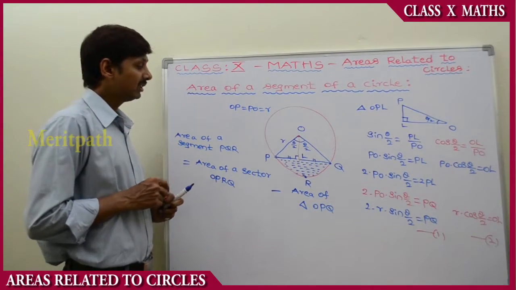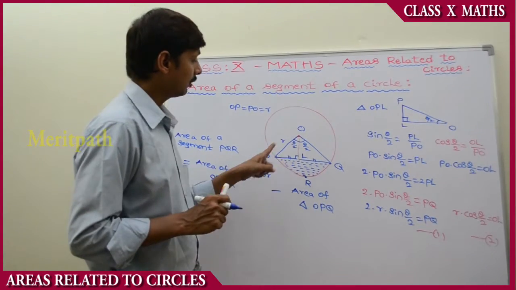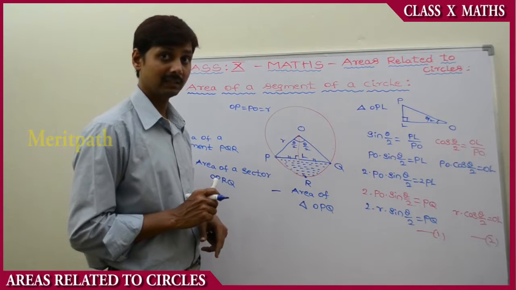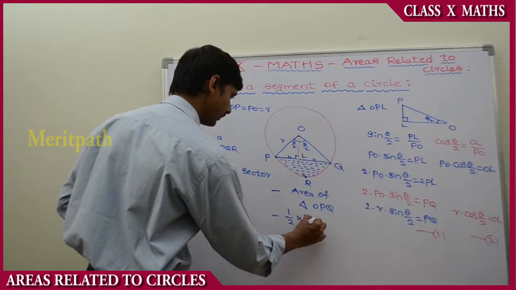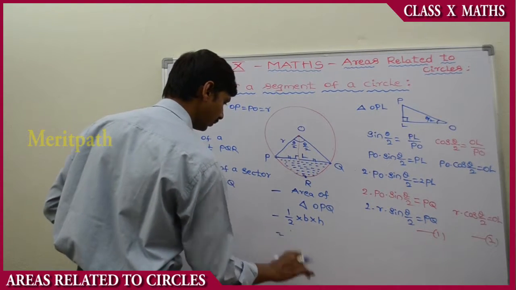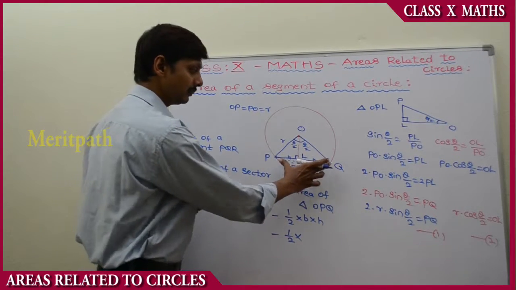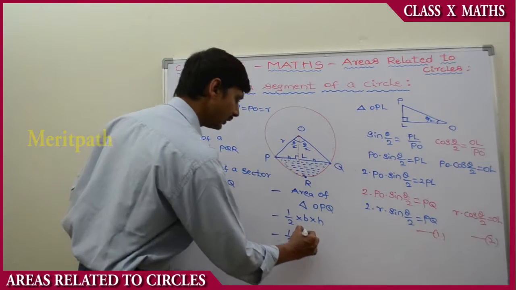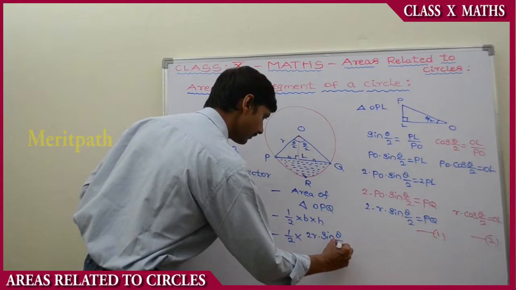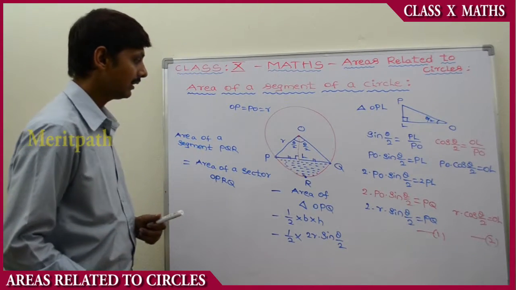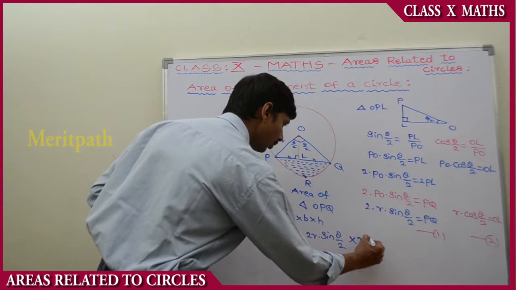From the first and second equations we find the area of triangle OPQ. Triangle OPQ is nothing but half into base into height. Here half into base. The base of this triangle is PQ. PQ is nothing but 2 into R into sin theta by 2. And OL is the height. Height is equal to R into cos theta by 2.